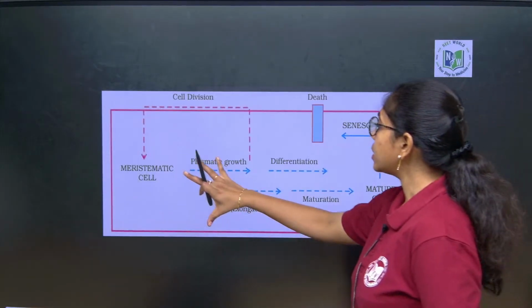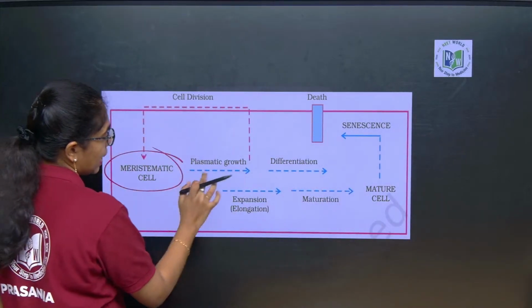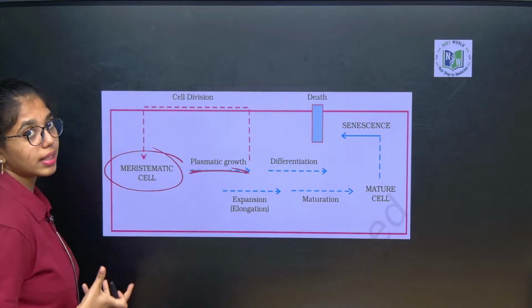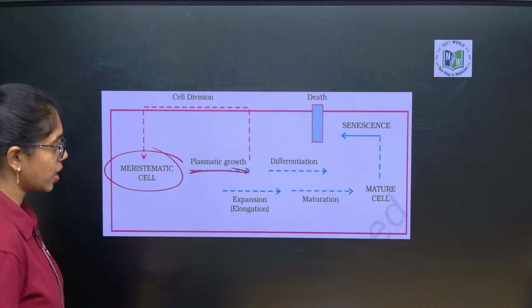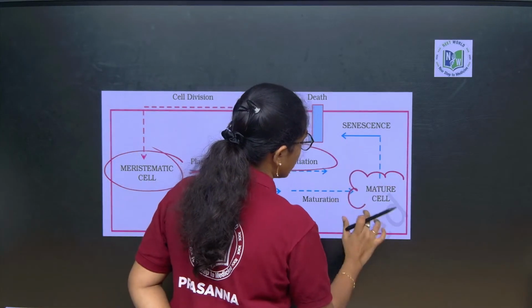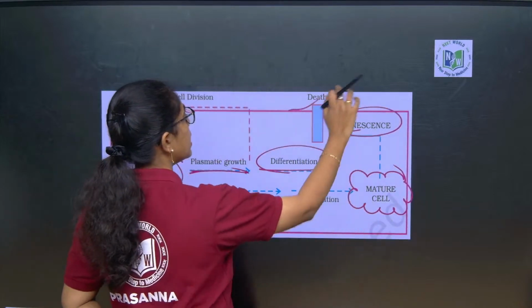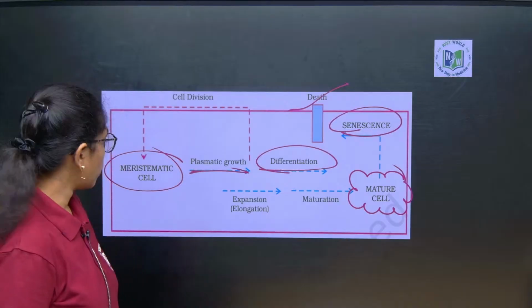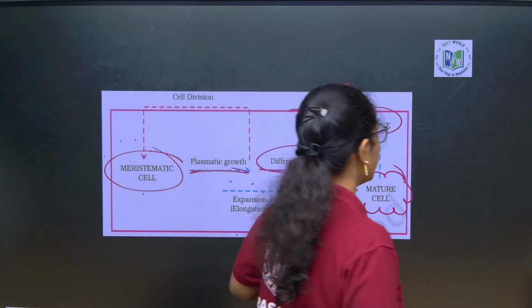And then you can see different developmental pathways from a meristematic cell. Plasmatic growth means growth in the size of the cell, be it cell organelles or cellular constituents, and that gets differentiated to a mature cell, which finally undergoes senescence and leads to death. So: meristematic phase, elongation phase, maturation phase and finally death.